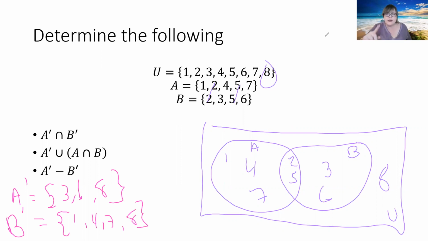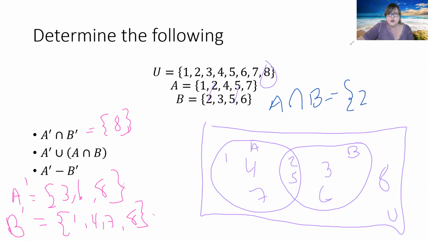All right, so the intersection means I'm looking for all numbers that appear in this first set and this second set. Only the number 8 appears in both. So this is the set consisting only of the number 8, curly brackets. All right, let's try A intersect B. A intersect B is what A and B have in common. That's the 2 and the 5.